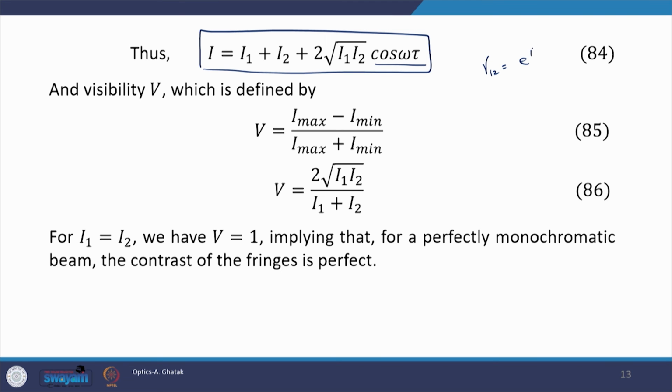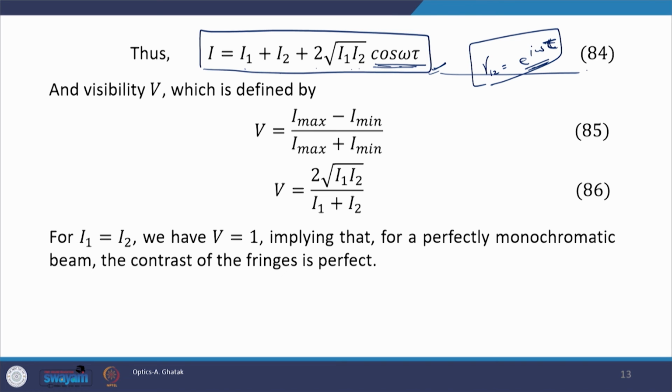which is equal to e to the power i omega tau, which is a complex number, but we are interested in real stuff here. Therefore, we take the real part of this function, which is cos omega tau. And therefore, the final expression of irradiance at point P reduces down to equation number 84, which is I 1 plus I 2 plus 2 square root of I 1 I 2 cos omega tau. Now, we will talk about visibility.